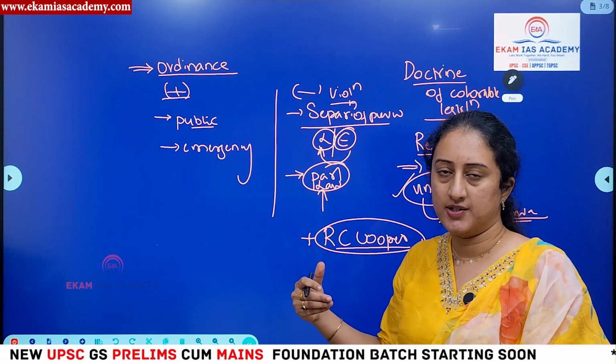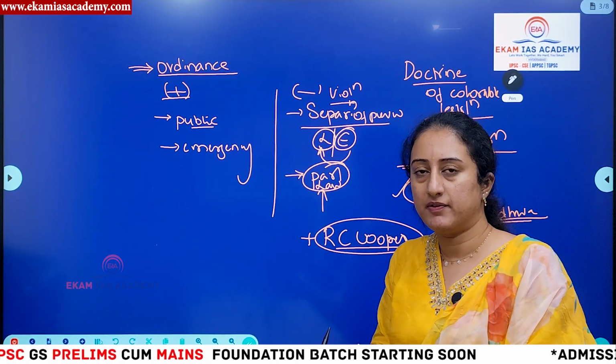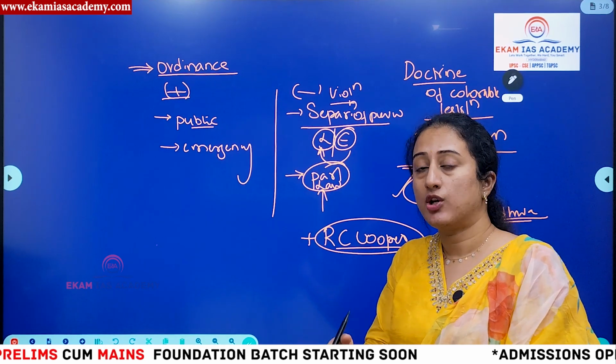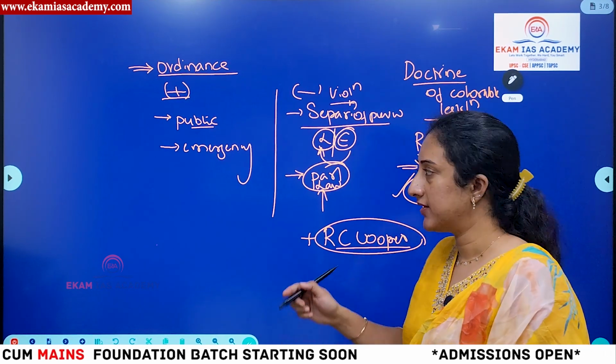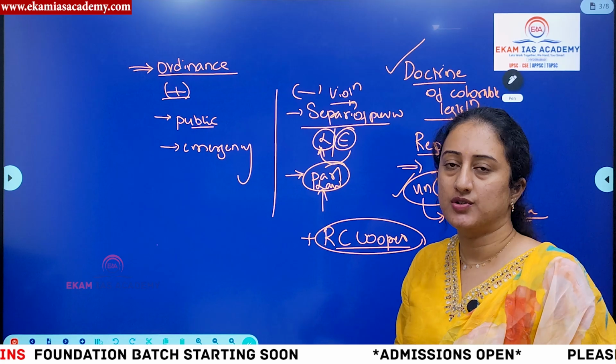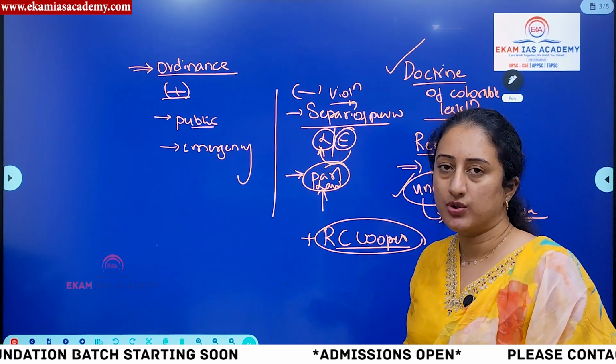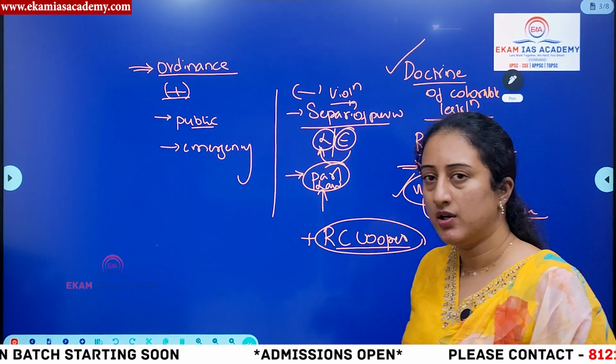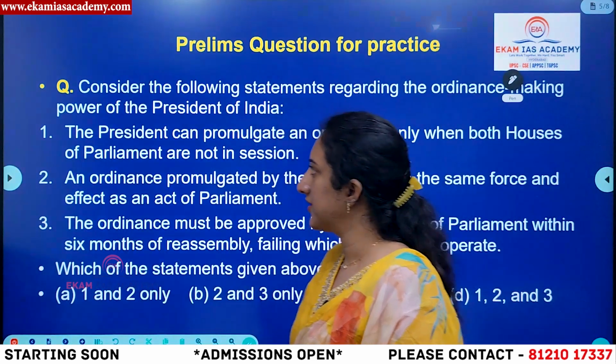Indirectly means through an ordinance. For example, if parliament does not have power to bring any particular law, then it cannot be done indirectly. That is nothing but the doctrine of colorable legislation. This is also an important thing you need to keep in mind with respect to ordinance and related provisions. So let us see the practice question.